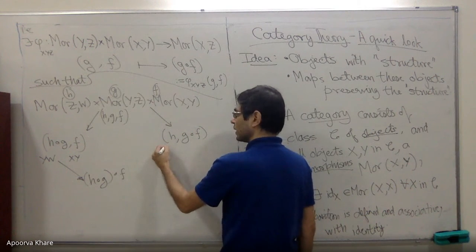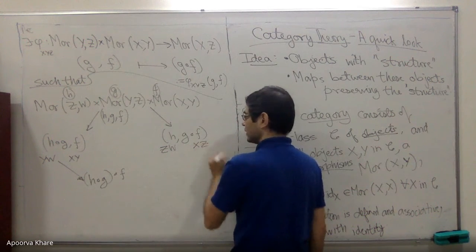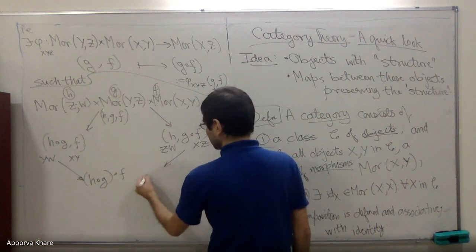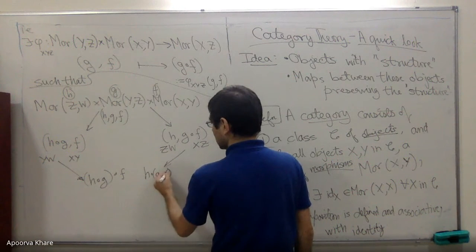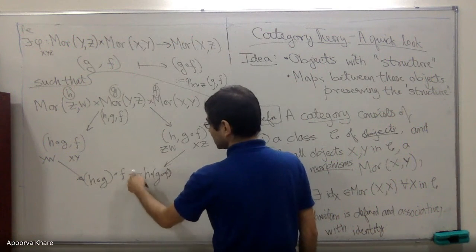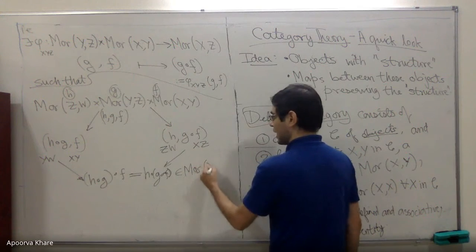And this would be from, again, this is zw, and this is xz. And now from here I can pair these two, and I get again to x. So I get h compose g compose f. Okay? And the claim is that the axiom on the category is that these are equal. And these, of course, belong to morphisms of x to w.